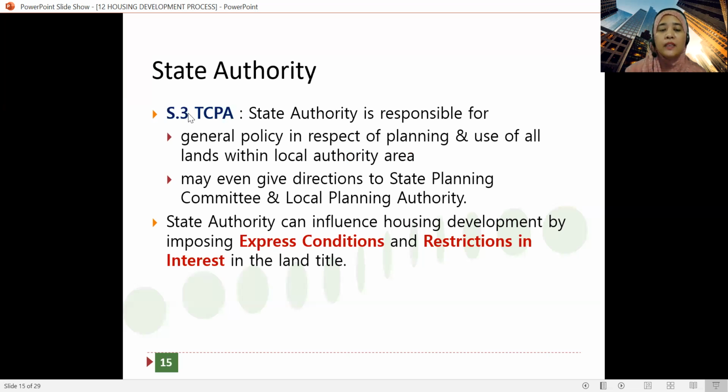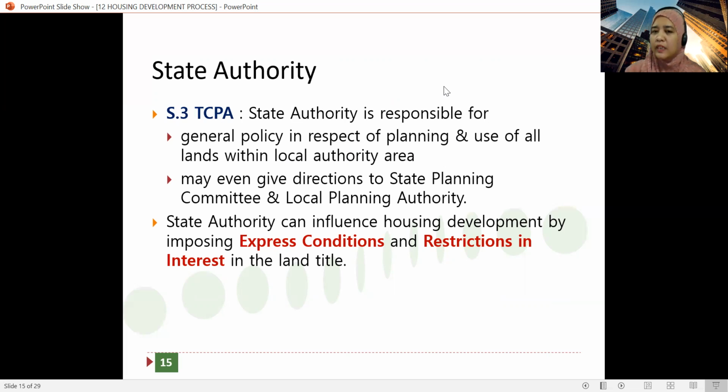Now, state authority. Under section 3 of TCPA, state authority is responsible for the general policy in respect of planning and use of all lands within local authority area. This particular provision is supported, dia bertepatan ataupun dia align dengan our federal constitution.